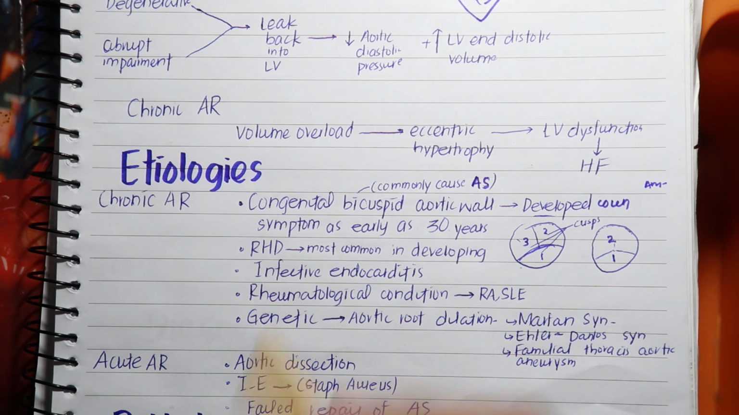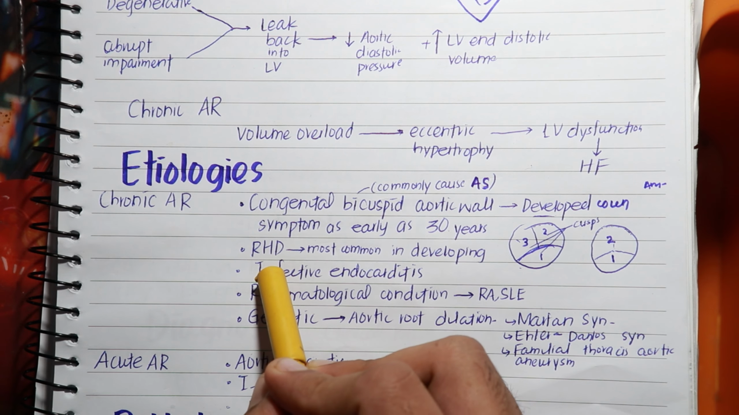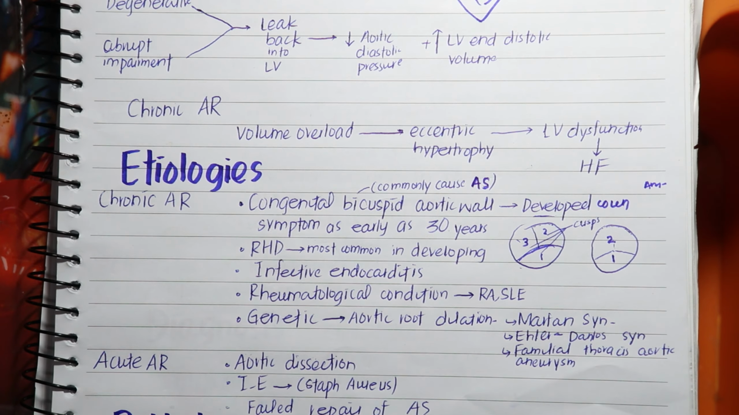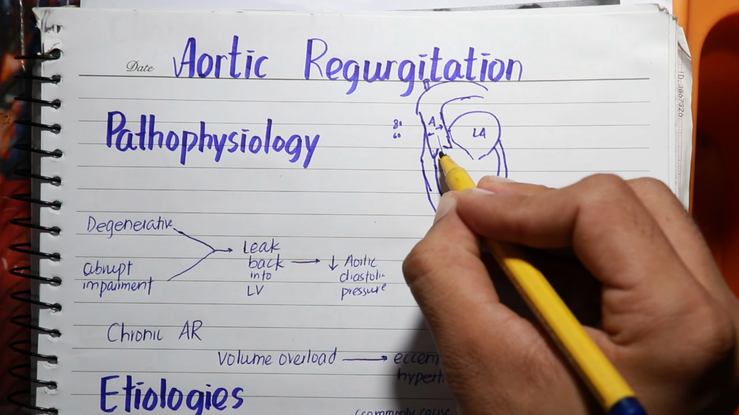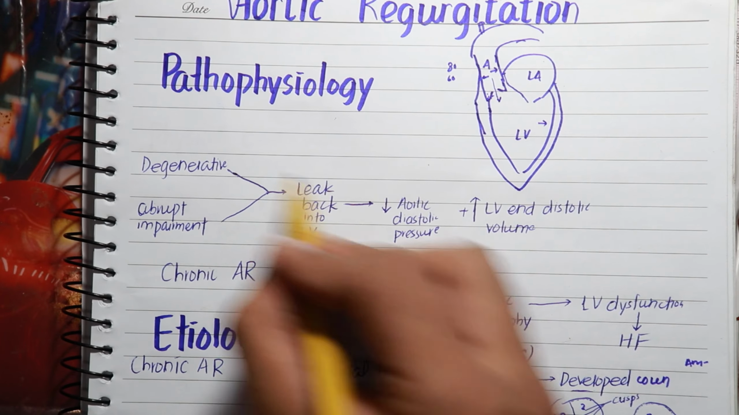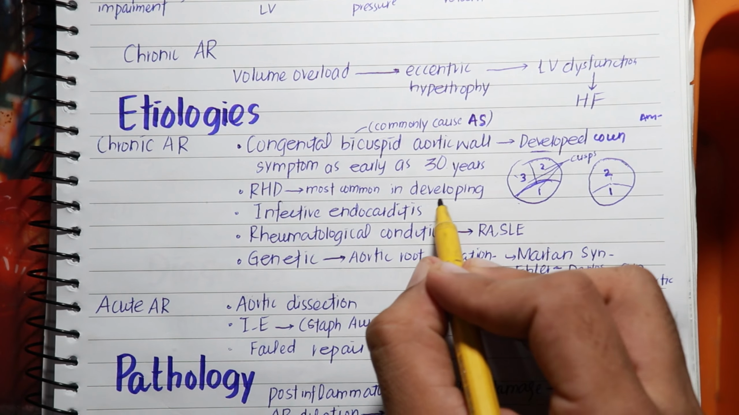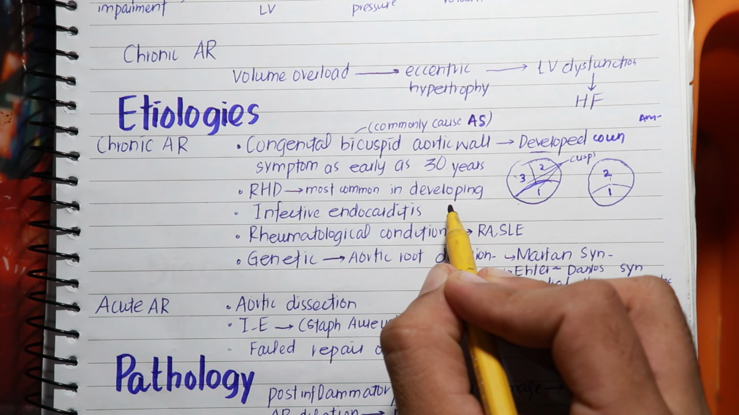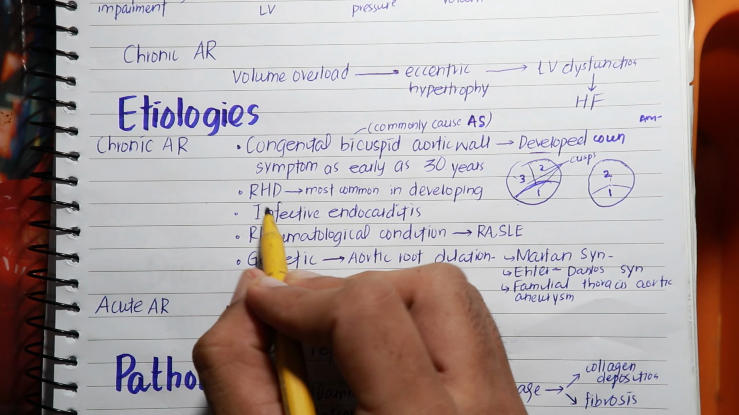So the second cause of aortic regurgitation is rheumatic heart disease. In rheumatic heart disease, the body produces autoantibodies that attack the heart itself. Specifically in aortic regurgitation, it attacks the aortic valve, this one, and causes this degeneration and all leads to the whole pathophysiology. It is most common in developing countries like Pakistan, India, Latin America, Africa. In these countries, the number one cause is rheumatic heart disease.